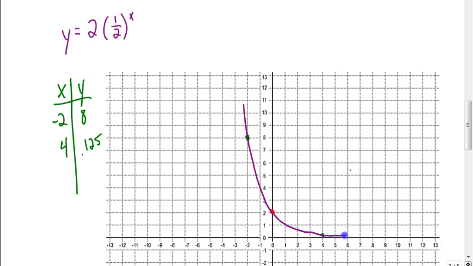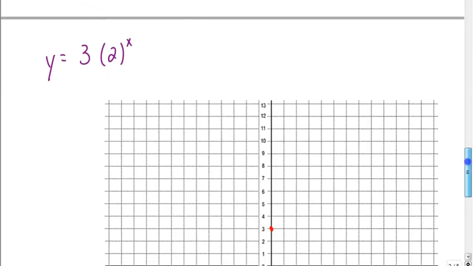our graph is going to look something like this. And it's not going to ever cross the x-axis. The x-axis acts as an asymptote. So it's not going to cross the x-axis. It's just going to get really, really close to it. So that would be your graph. Let's look at another one.